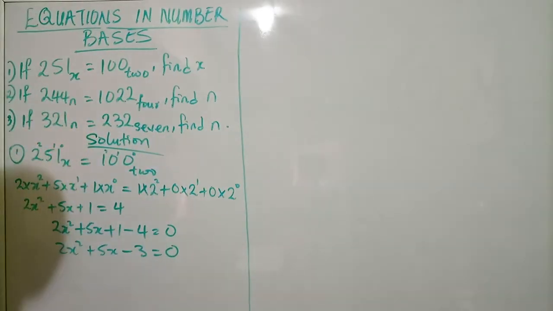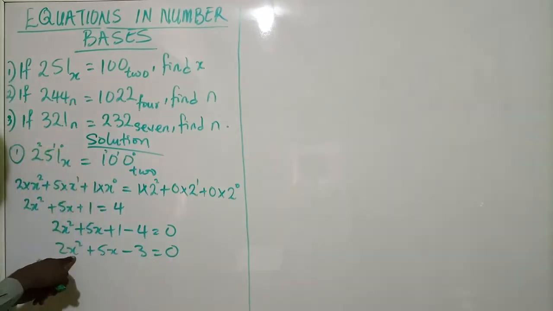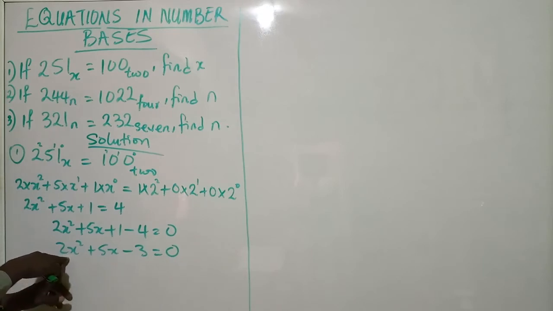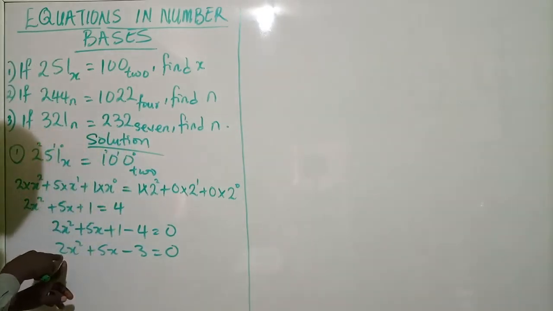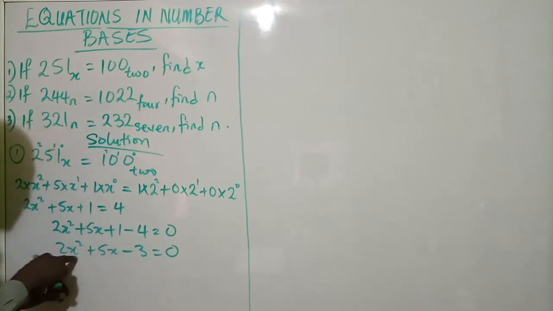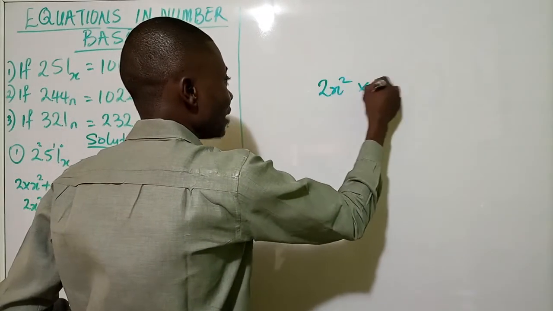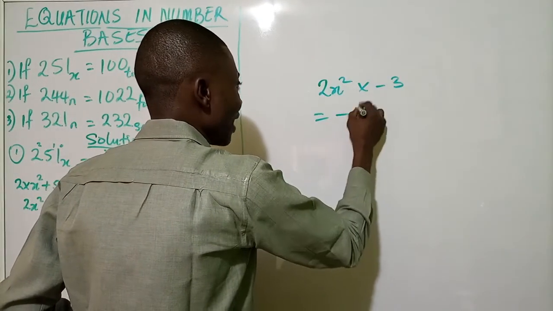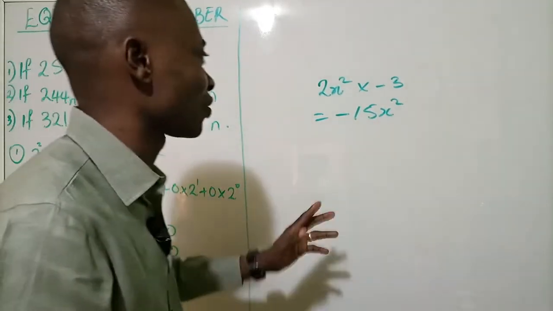So now let's apply the factorization method here. What do we watch out for? If you look at the coefficient of x squared here, it is more than 1. So what would you do? We'll multiply the 2x squared by the constant minus 3. That is 2x squared times minus 3, which will give us minus 6x squared.